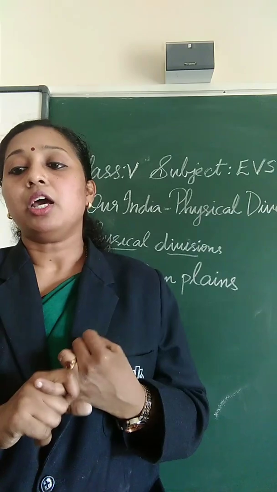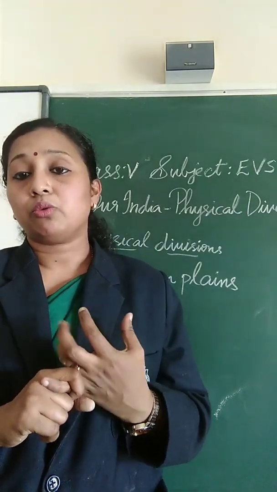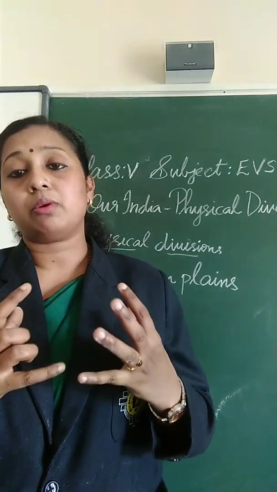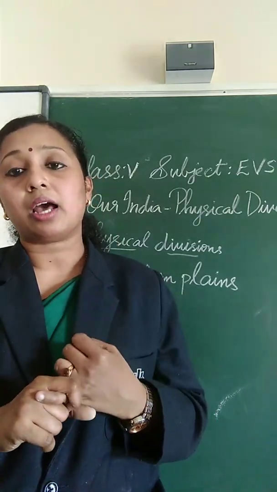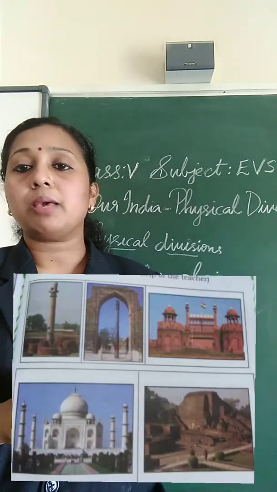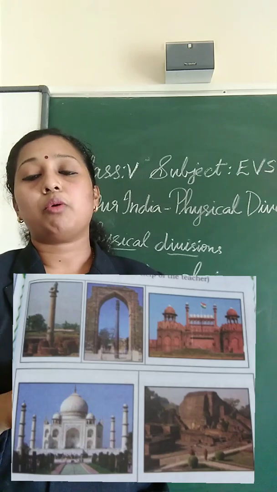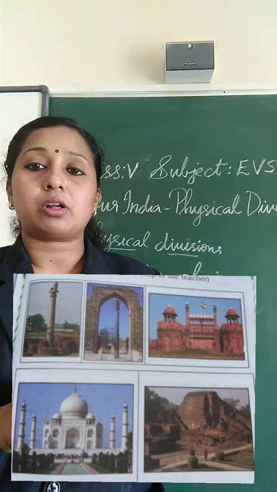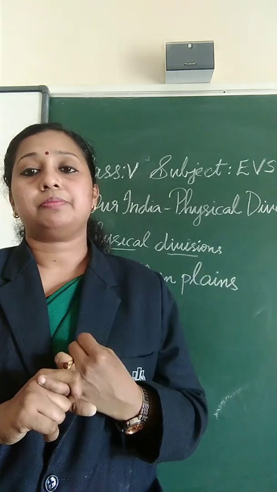For example, huge palaces were constructed in Rajasthan. So when you go to Rajasthan, you can see lots of palaces. Then the Taj Mahal in Agra was built using marble rocks. So these are all built in northern plains.